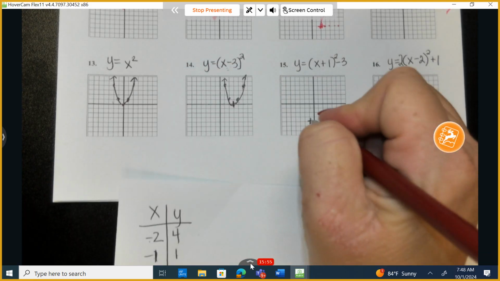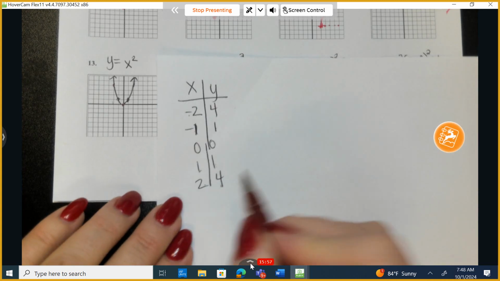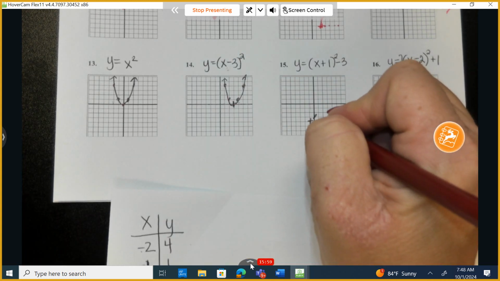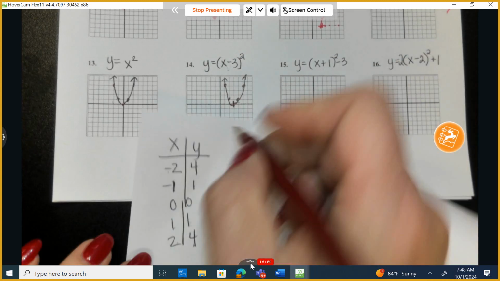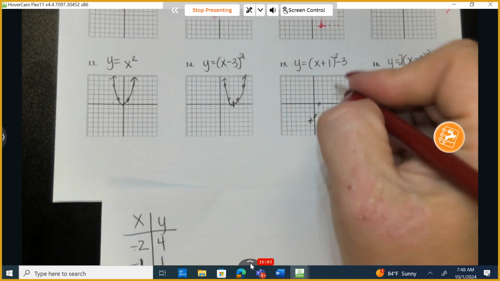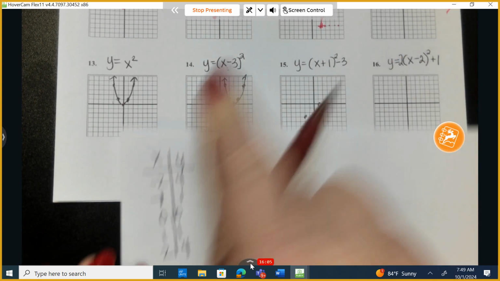Right 1, up 1. Right 2, up 4. Left 1, up 1. Left 2, up 4.